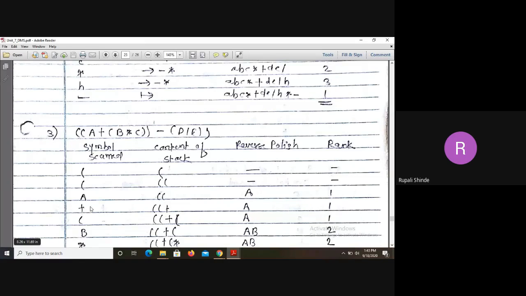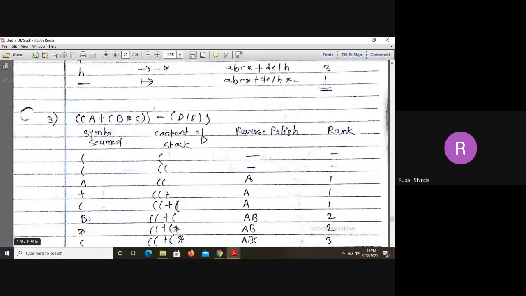Next one is plus. This is an operator, that's why we have to push it onto the stack. Now the stack contains two opening brackets and plus, and the postfix form and rank remain the same. Now the next character is again an opening bracket, so again we push this onto the stack. So both opening brackets, plus, and again an opening bracket are the contents of the stack. Rank and postfix form remain the same.